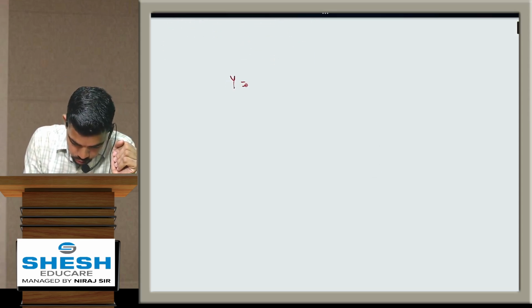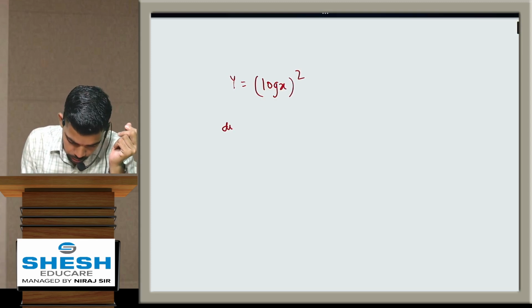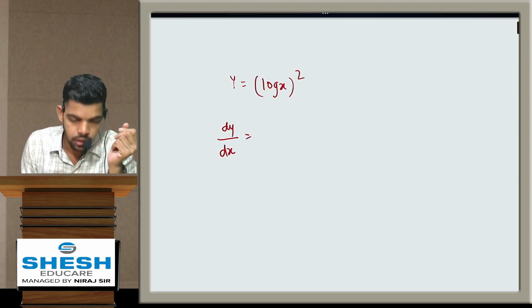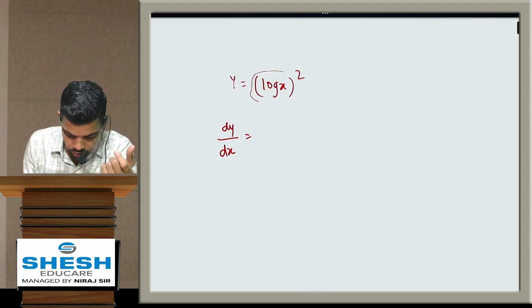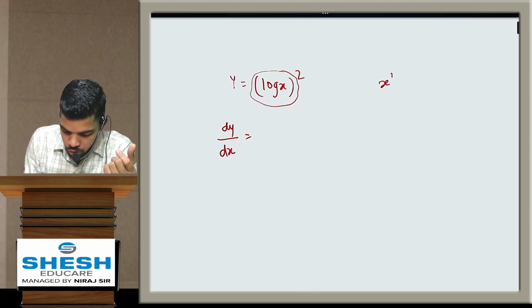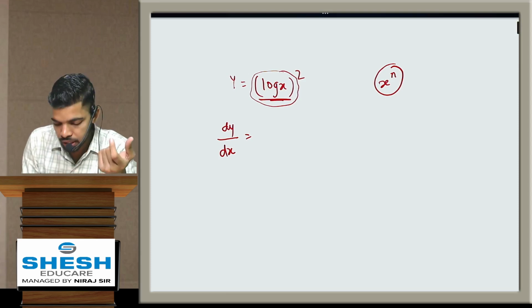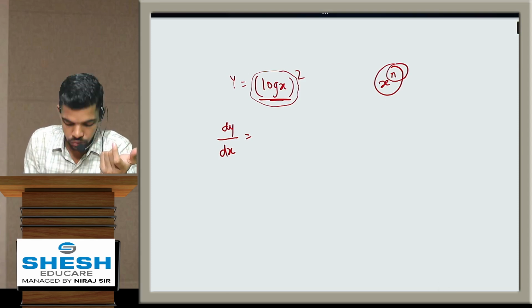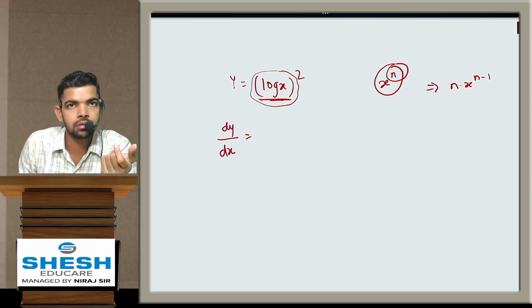Suppose we want to find derivative of y is equals to log x the whole square. Now how to find dy by dx? So first, this is of the form x to the power n. The base is a function of x and then you have a number. What is the formula? n into x raised to n minus 1.